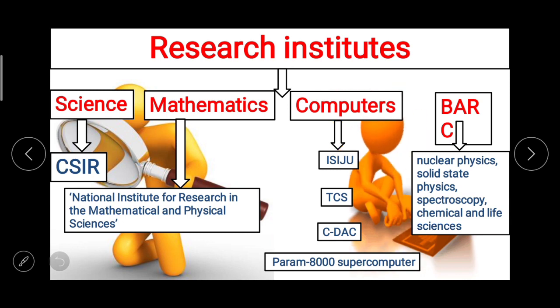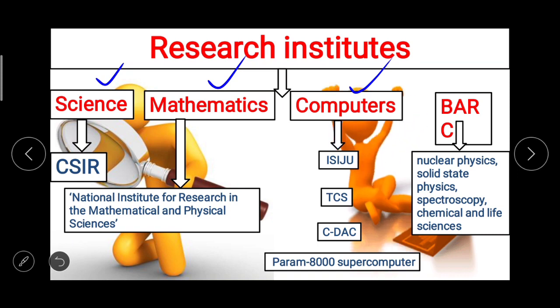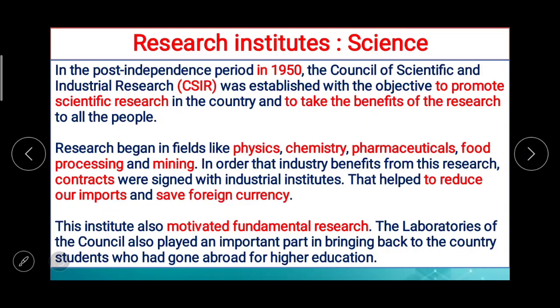Now today, in the second part, we are going to talk about the research institutes in the field of science, in the field of mathematics, in computers, and also BARC. Then the research institutes in the field of medicine and in the field of agriculture. So first of all we'll start with the research institutes in the field of science.